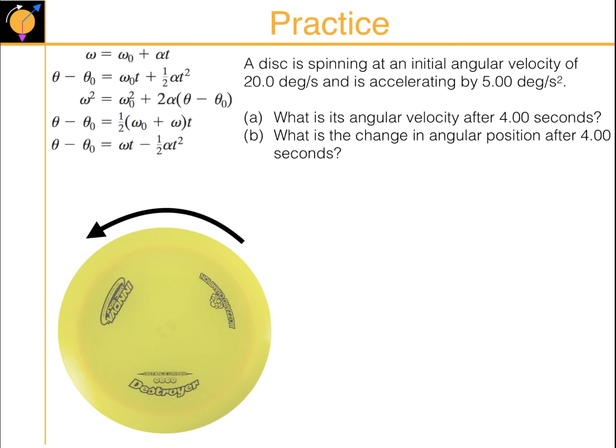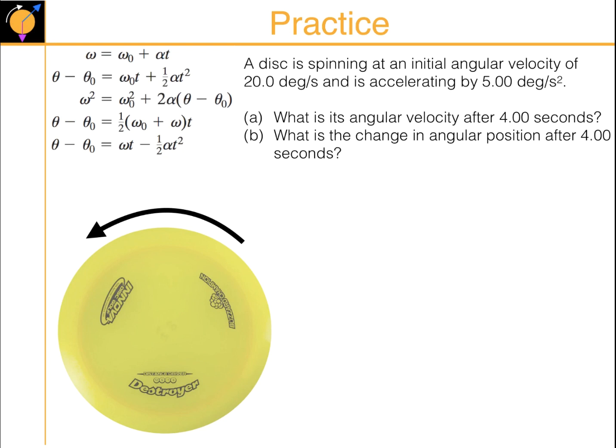So let me just sort of do an example here, right? We have a disk that's spinning with an initial angular velocity of 20 degrees per second, and it's accelerating by 5 degrees per second squared. So we can use this to find the angular velocity after 4 seconds and the change in angular position after 4 seconds. I'm going to leave it in degrees. Since we're not using arc lengths here, S, we can just leave everything in degrees, and it makes it a little bit easier.